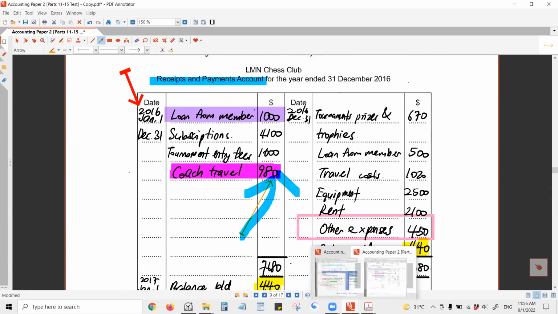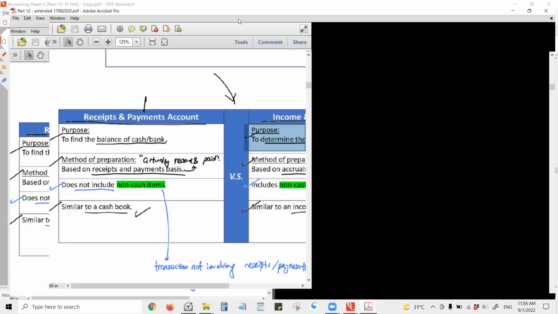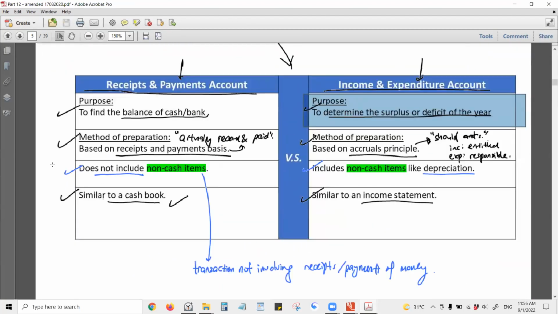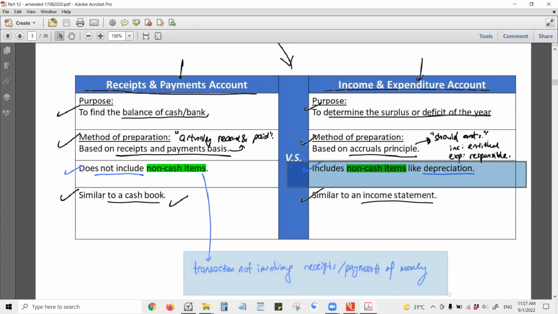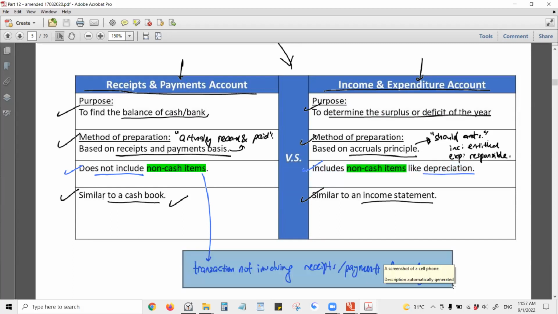It is about this point, non-cash item. Receipts and payments account doesn't include non-cash items, but the income and expenditure account does include non-cash items. When I was doing this topic with you, I told you that you will see more examples in the future if you do accounting. But for this subject, you only have to know one example of non-cash item, which is depreciation. You should have written this line in the notes there.